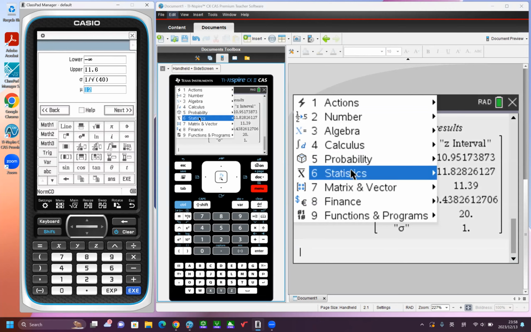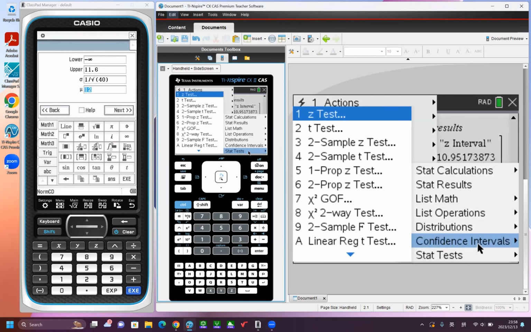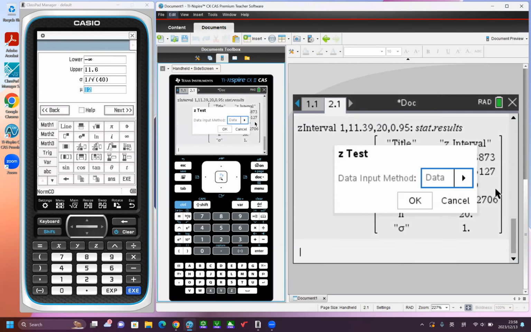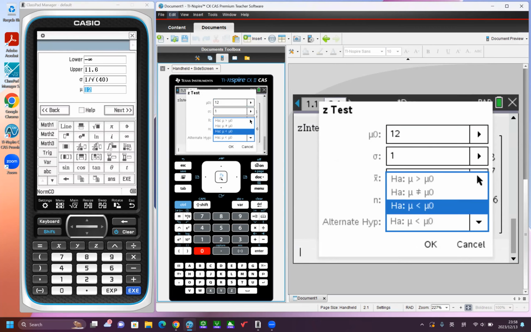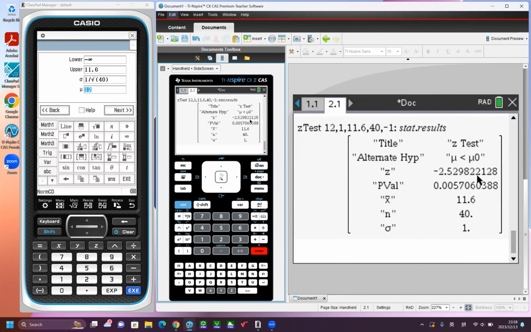We can also do statistics, stat test, z test, which is stats. Mu naught is 12, sigma is 1, X bar is 11.6, n is 40. We want less than. Control enter. Yep, 0.005706 something. Yep, pretty good. Okay, let's move on.